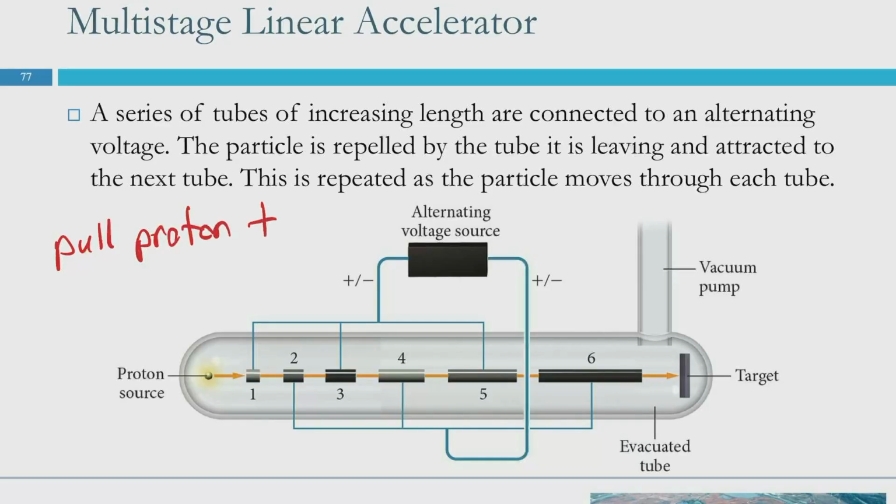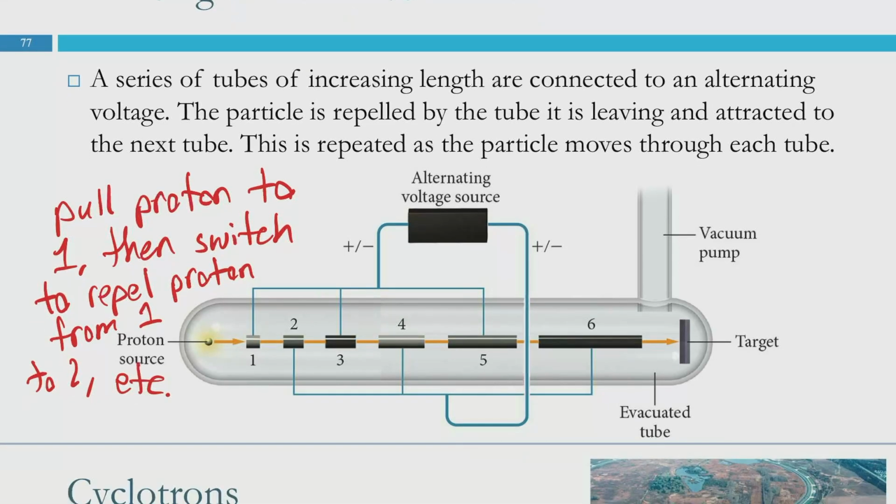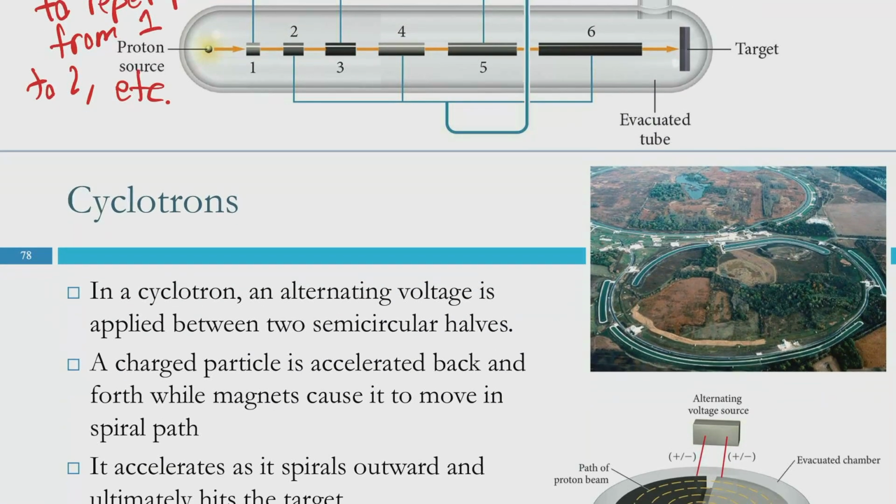So you pull proton to 1. Then switch to repel proton from 1 to 2, etc. And the reason that these phases get longer is because the particle is traveling at a higher speed, presumably. And then you just run it into this target at the end. So that's the sort of stuff that might go on in a multi-stage accelerator.